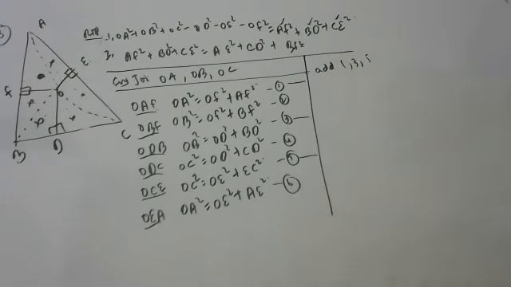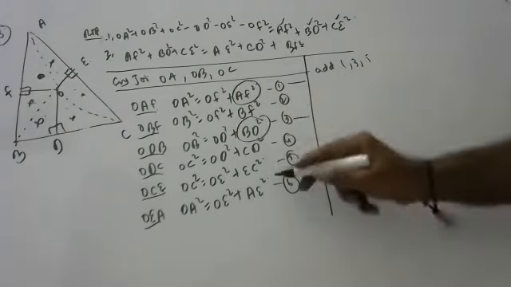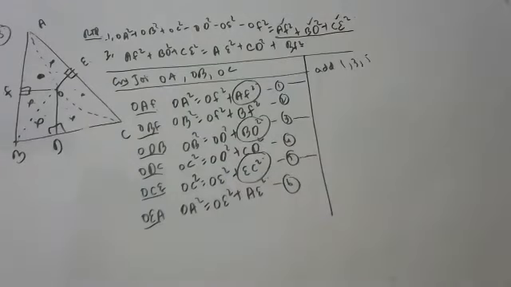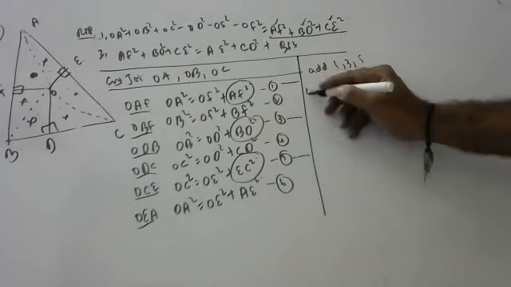Why only 1, 3, 5, sir, you will ask. Because here AF is there, here BD is there, here CE is there. According to the question, I want that only. Chalo, children, these 3 equations I will add. You see, children, please don't unmute.